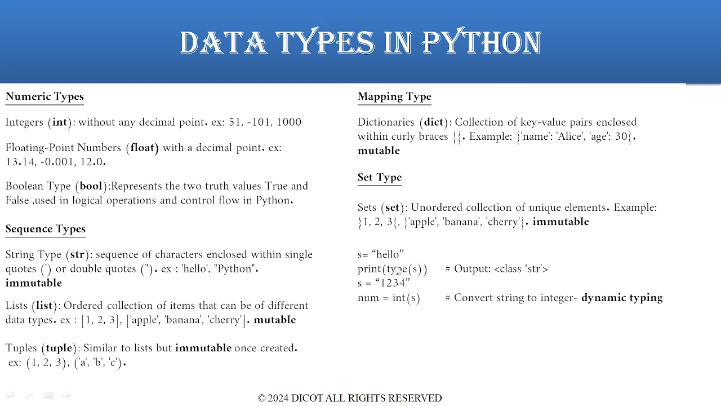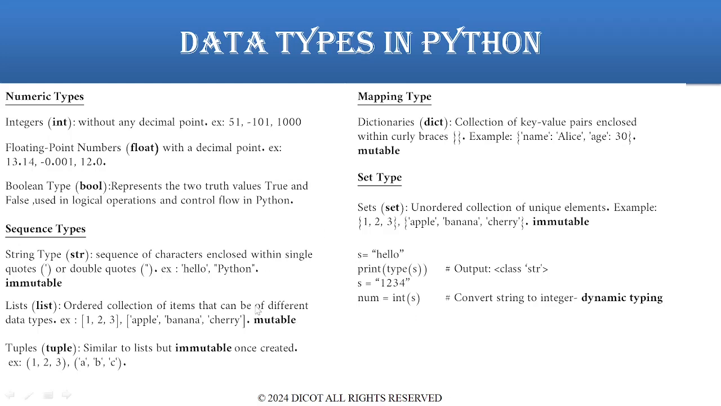In the below example, s is a variable assigned the value 'hello'. Now if you print the type of s, the output is str, the data type of s. We can change the data type of a variable. This feature is called dynamic typing. A simple expression, num = int(s), will convert the string s to an integer.